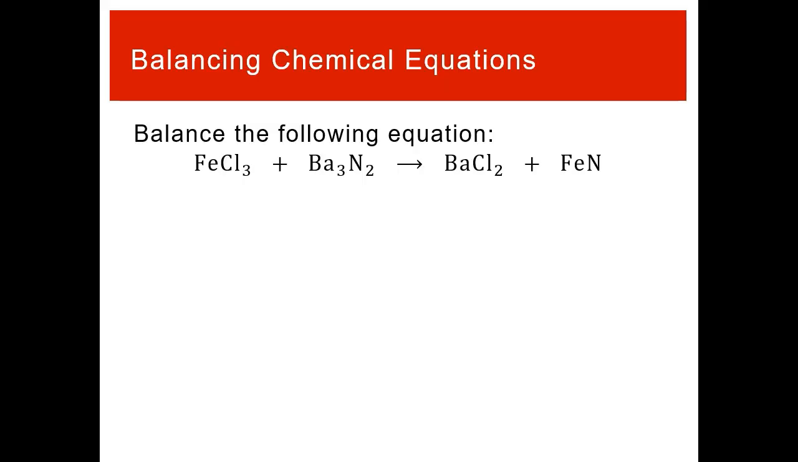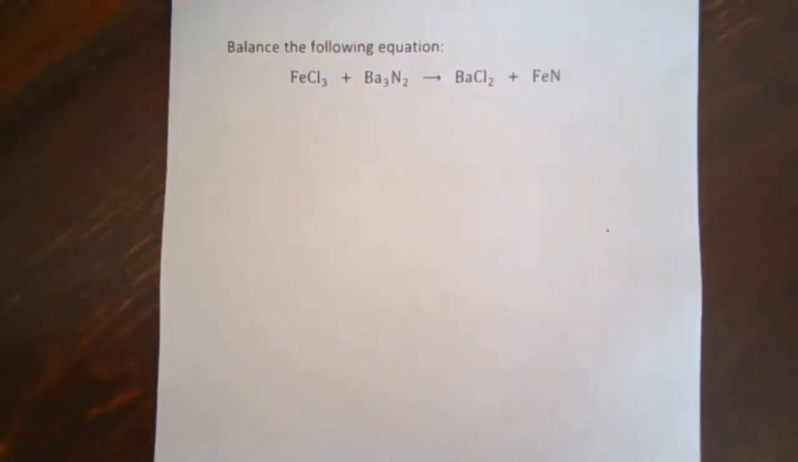Balance the following equation. FeCl3 plus Ba3N2 becomes BaCl2 plus FeN. So we want to balance this equation. FeCl3 plus Ba3N2 becomes BaCl2 and FeN.